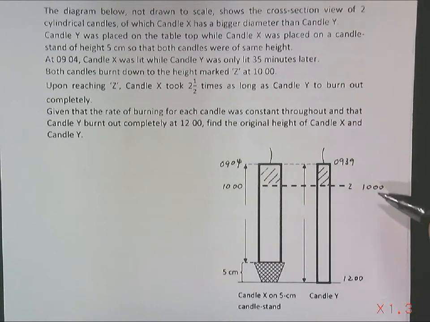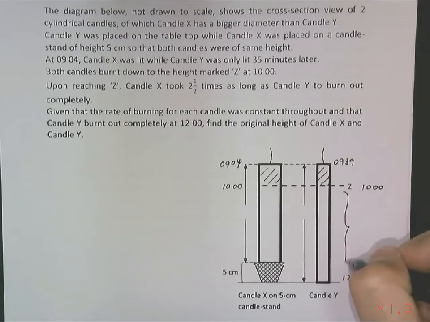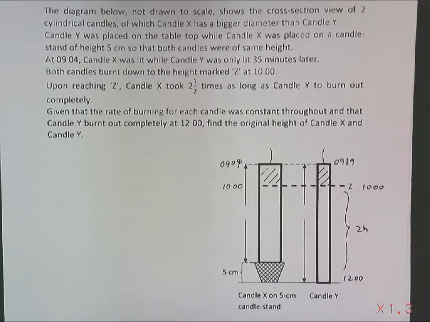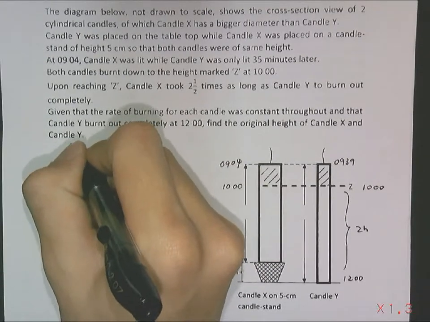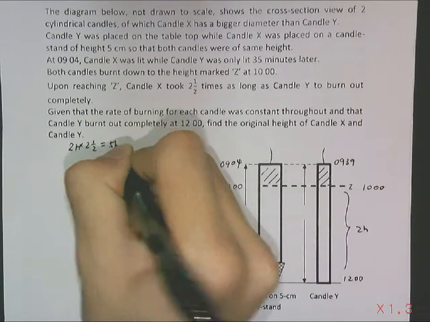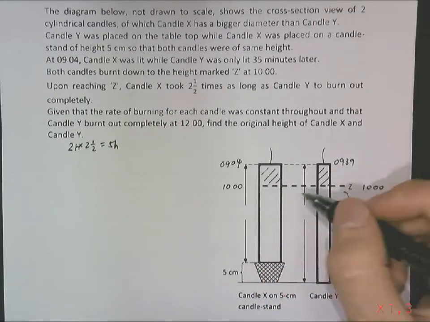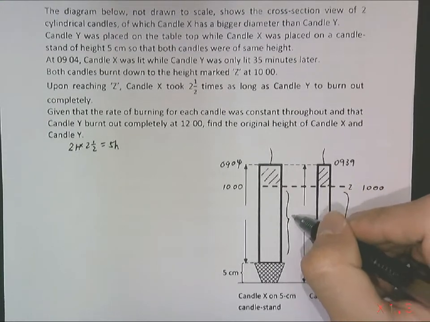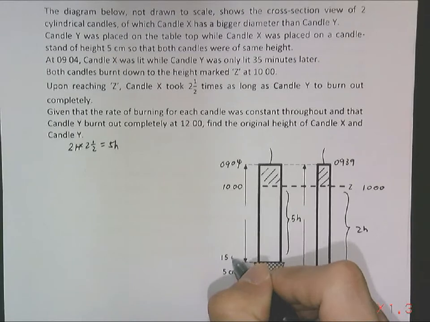So from here we know that this is 2 hours. So we can times 2.5, which gives us 5 hours. So this portion here will be 5 hours, and that will completely burn off at 1500 hours.